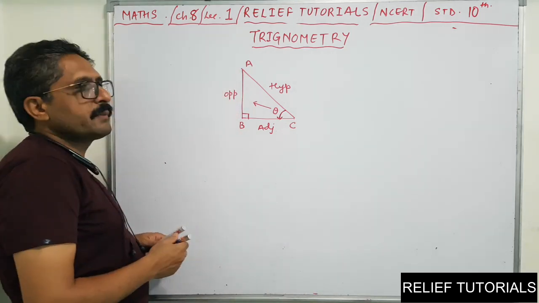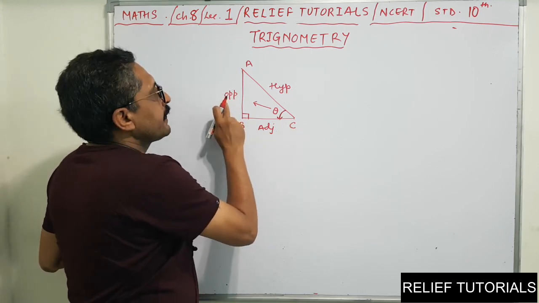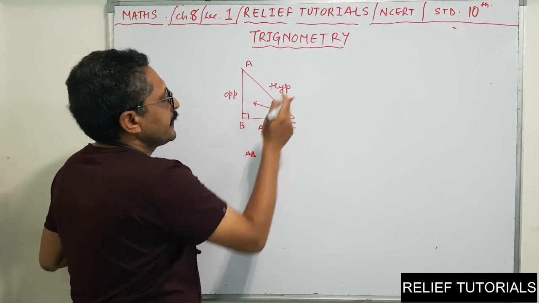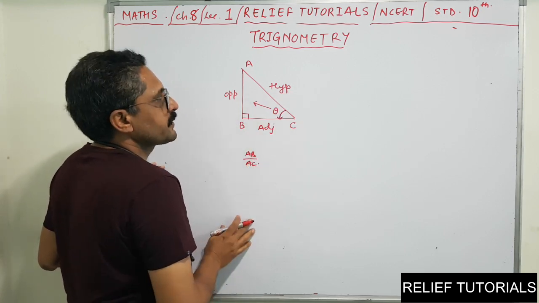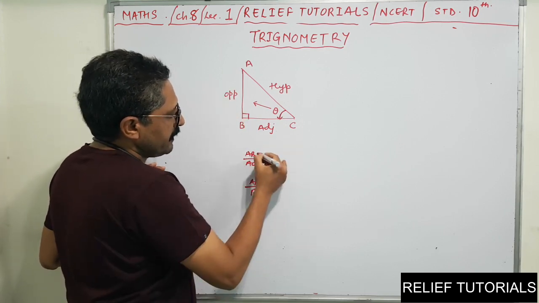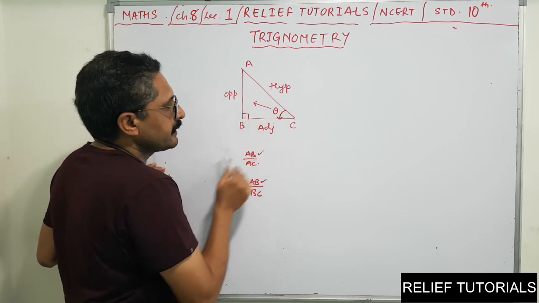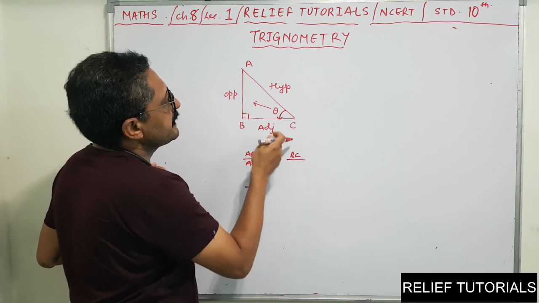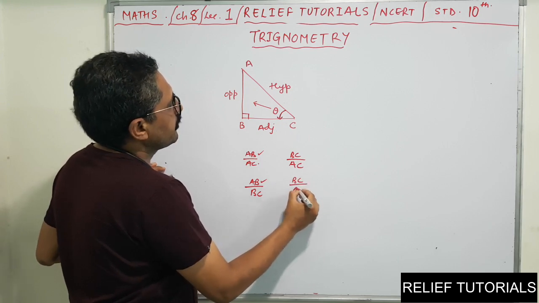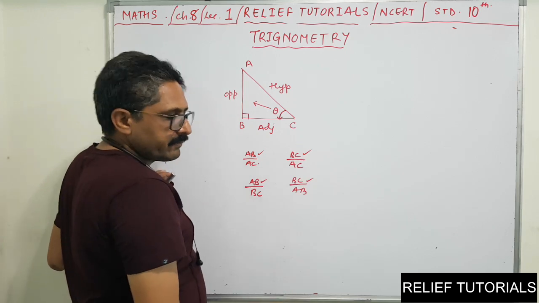So I can say how many possible ratios are here. See here, AB upon AC, AB upon BC, okay. AB upon AC, one ratio. Then AB upon BC. So we have taken AB as the base. Then we take BC. I can say BC upon AC and BC upon AB. Two more ratios. So here I have taken BC as the base.